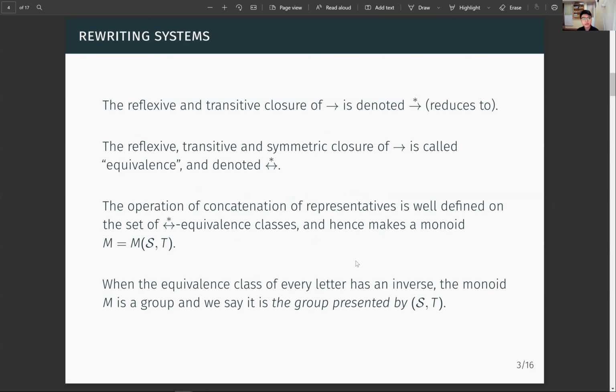The reflexive and transitive closure of the reduce operation is denoted with the arrow with the star above, reduces to, and the reflexive, transitive, and symmetric closure of the reduction operation is called equivalent, denoted with 2 headed arrows. Multiplication of representatives is well defined on the set of those equivalence classes, and hence makes the monoid M presented by the rewriting system (S, T). And when the equivalence class of every letter has an inverse, the monoid M is a group, and we say it is the group presented by the rewriting system (S, T).